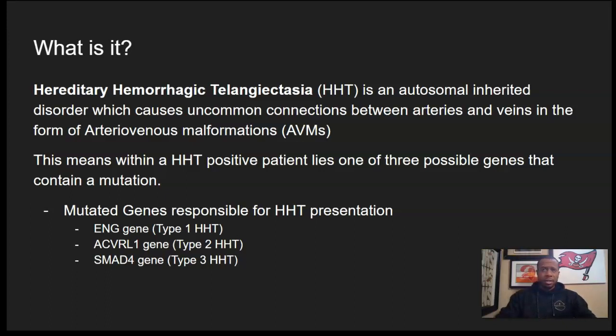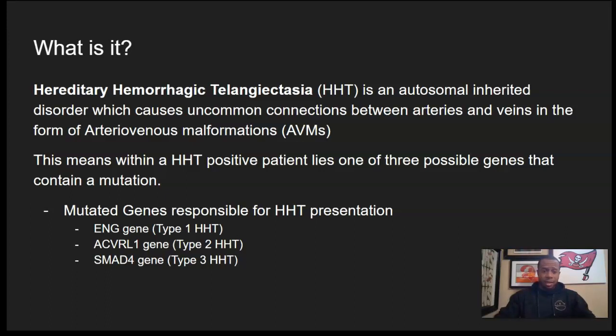It's basically a disconnect, no pun intended, between capillaries in this region, which basically resides in the mucous membranes, which we'll get into a little bit later. But these proteins don't form all the way, and that's what really causes the disconnect between the arteries and veins.